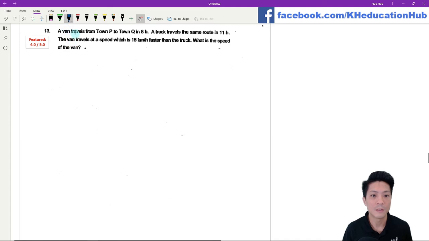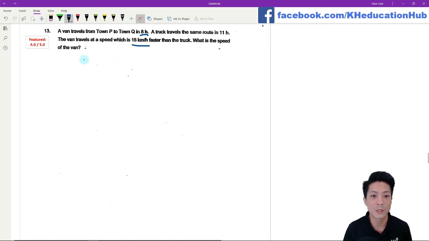Question 13. A van travels from town P to town Q in 8 hours. A truck travels the same route in 11 hours. The van travels at a speed which is 15 km per hour faster than the truck. What is the speed of the van? Okay, this question you need to understand something. If not, it'll be very difficult to solve.